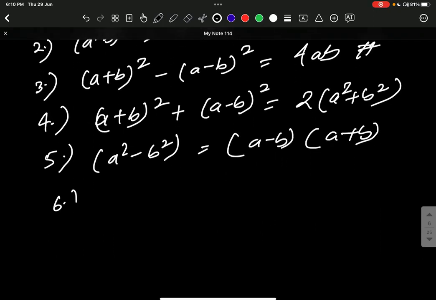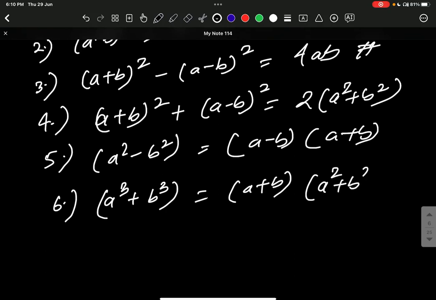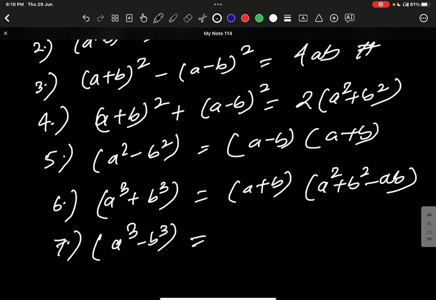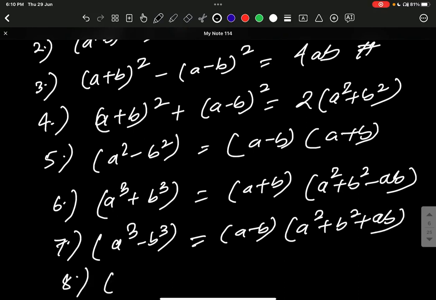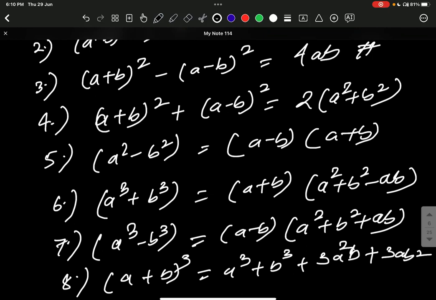Then a cube plus b cube is a plus b, a square plus b square minus ab. Then a cube minus b cube is a minus b, a square plus b square plus ab. Then a plus b whole cube, what is it? It is a cube plus b cube plus 3a square b plus 3ab square.